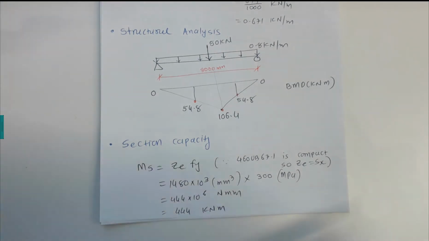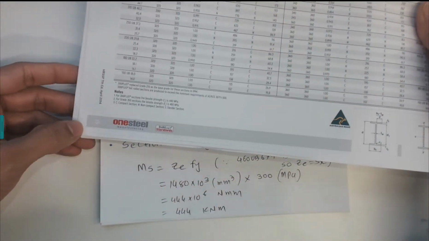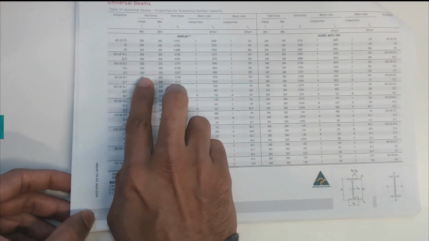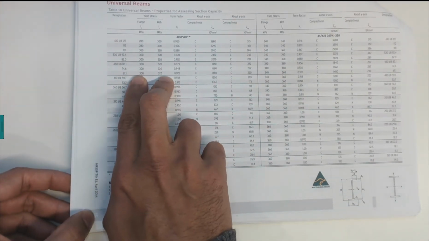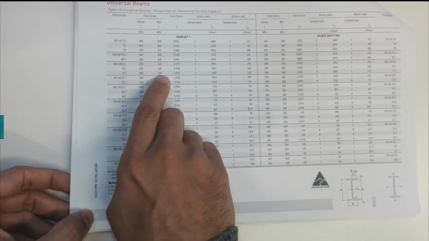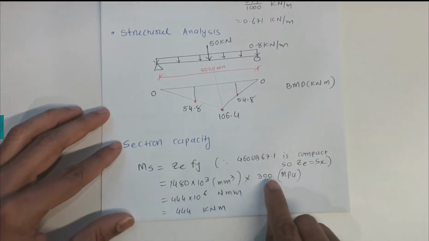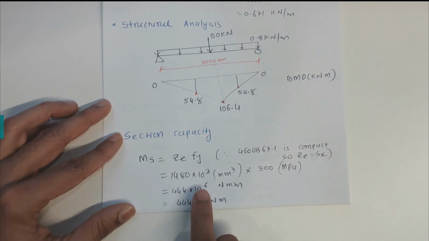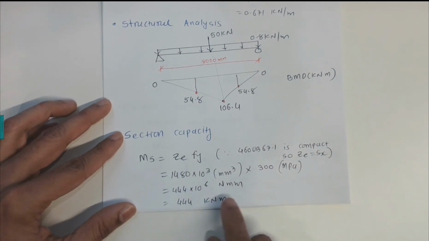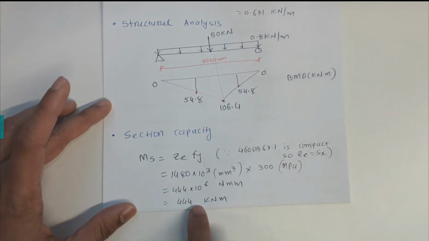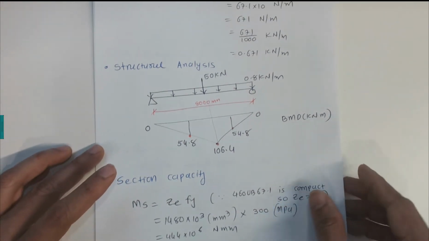If you turn the page over on page number 15, for 460 UB 67.1, we have two different yield strengths given, but we should use the minimum yield strength, 300 and 320. So the minimum yield strength is 300 megapascals. Multiplication gives Newton millimeters, and dividing by 1000 two times gives us kilonewton meters. So the section moment capacity is 444 kilonewton meters.